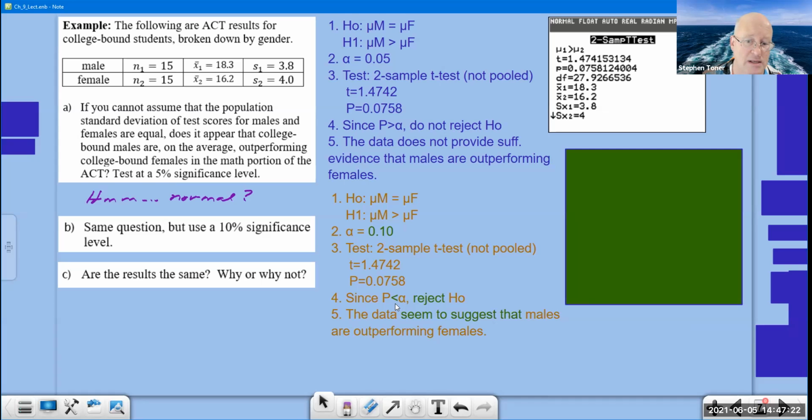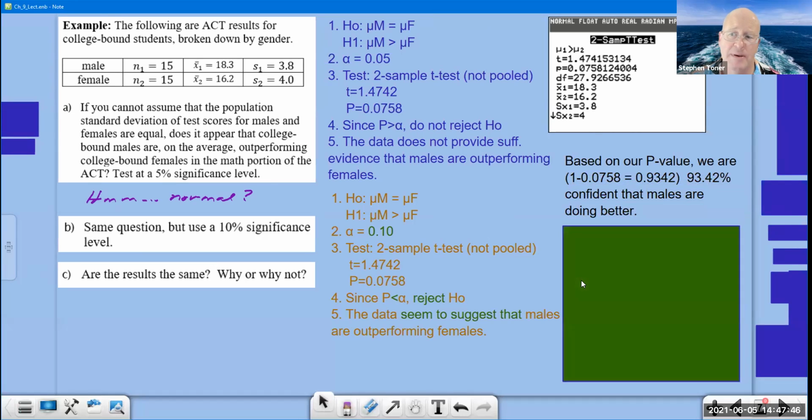Okay. P is less than alpha, so we're going to reject H0, and the data seems to suggest that males are outperforming females. Notice how, and this is the reason for the problem here, notice how you get a different result based upon the significance level of the problem. I'm going to say, based on our p-value, which is the same in both cases, 0.0758, if I subtract it from 1 to get 0.9242, that means we are 93.42% confident that males are doing better. That's how much confident we are.